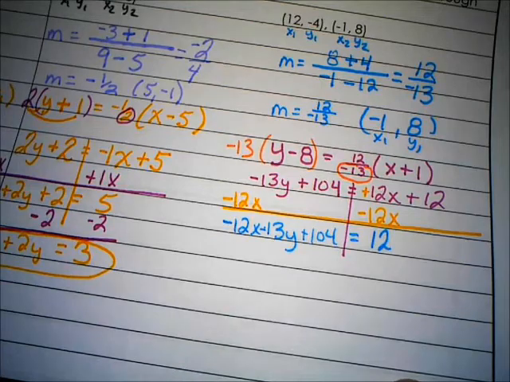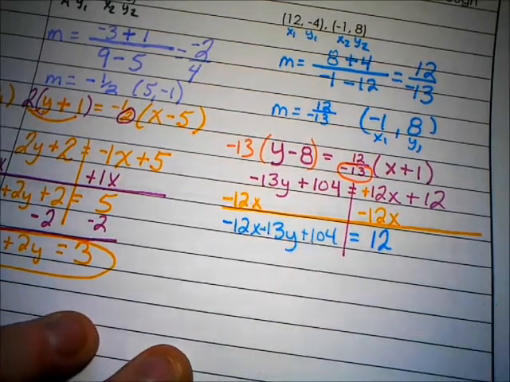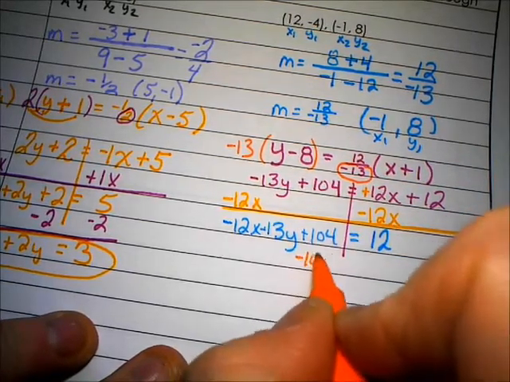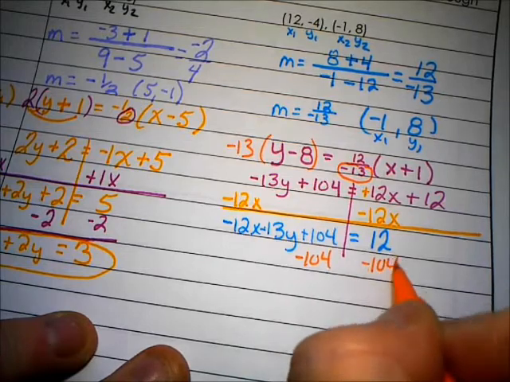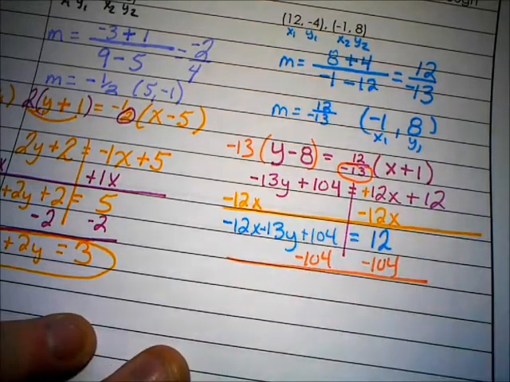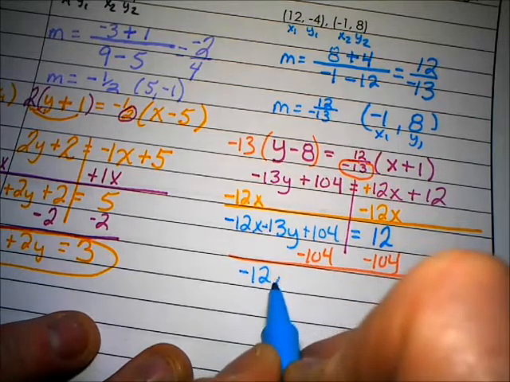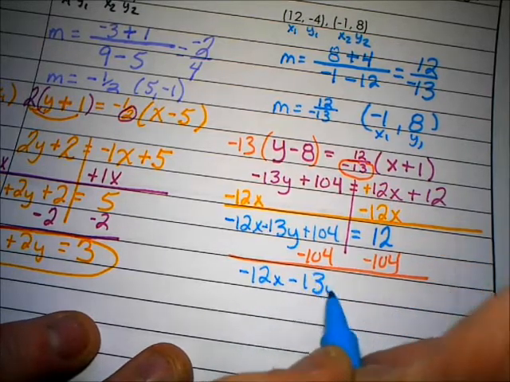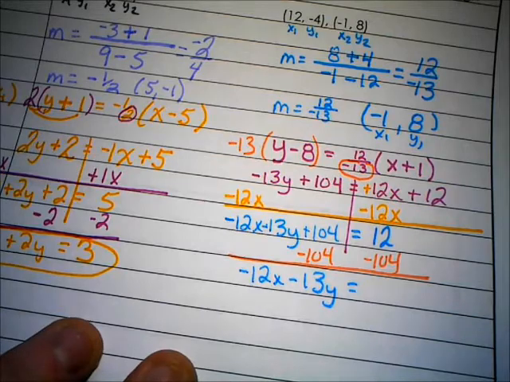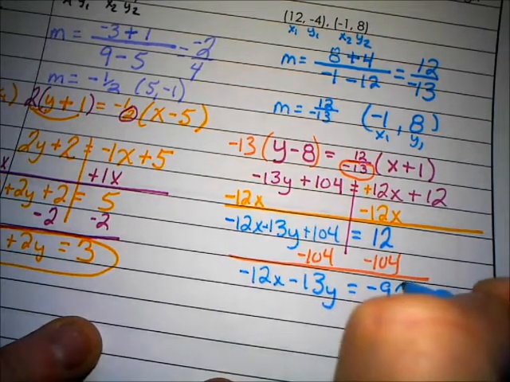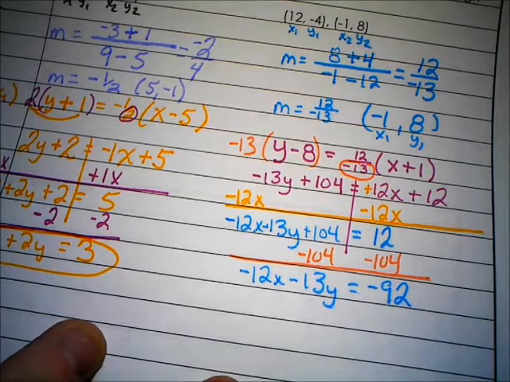Am I done? No. I have to now move the 104. So I'm going to subtract 104 and bring everything down. That gives you negative 12x minus 13y equals, and what is that? And that gives me negative 92. Am I done?